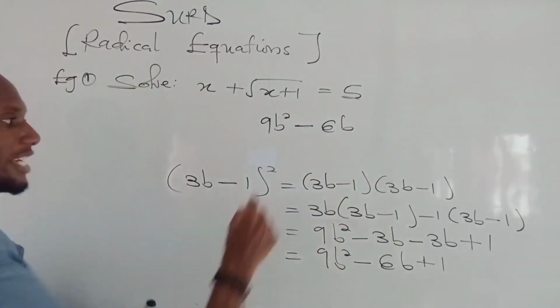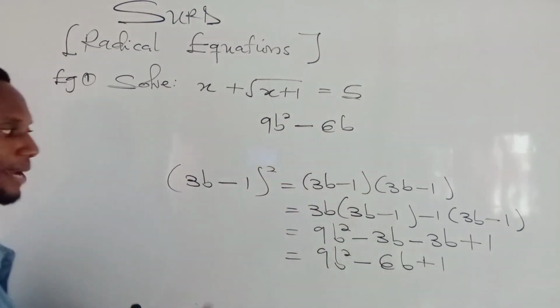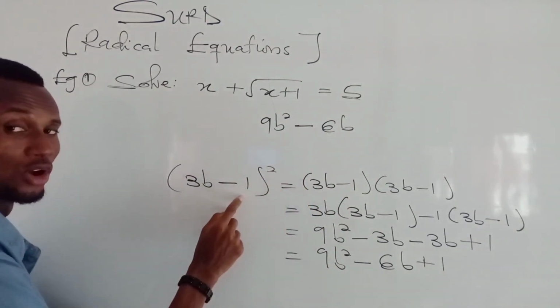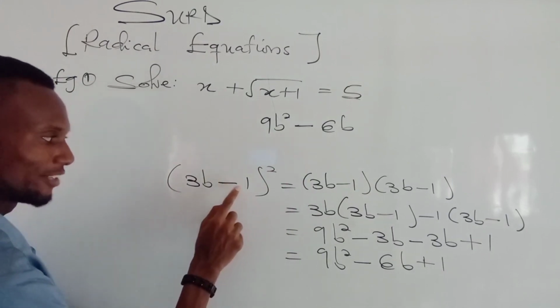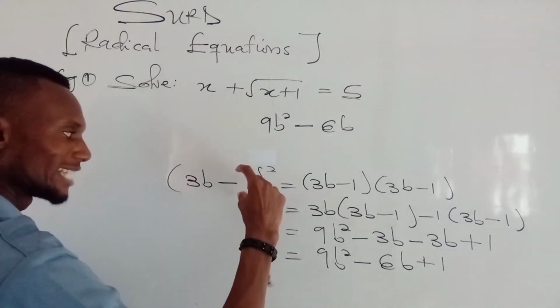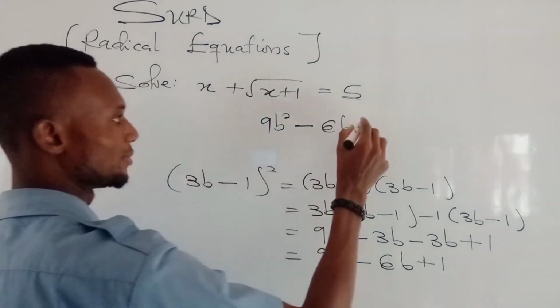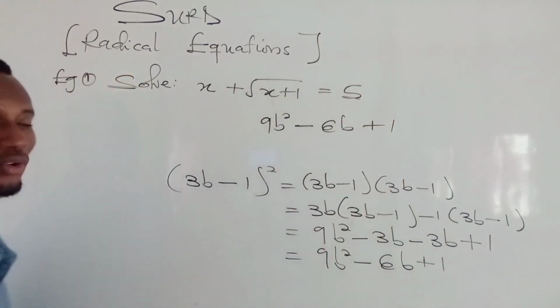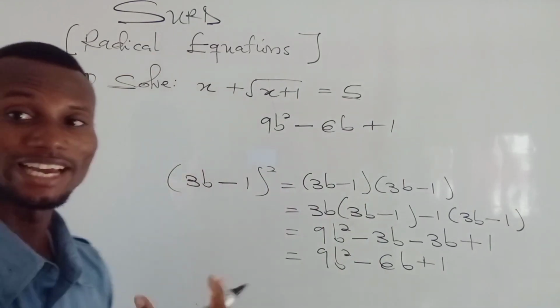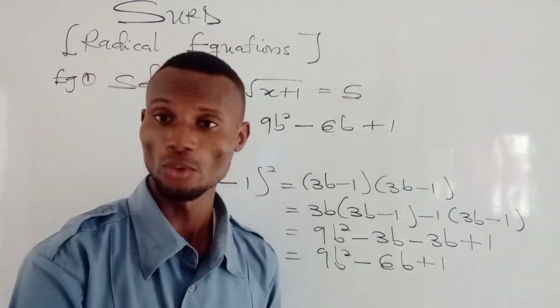Then now this power 2 will square the last term. The last term is negative 1. Don't forget that the negative is for the 1. So when the power 2 squares the negative 1, it becomes positive 1, because negative 1 squared means negative 1 times negative 1, which is positive 1.